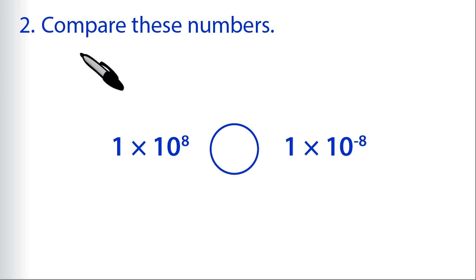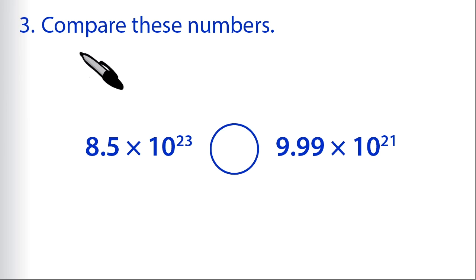For question 2, we're asked to compare these numbers. Now we have 1 times 10 to the 8, and we're comparing it with 1 times 10 to the negative 8. So remember, if the exponent is negative, that means the number is really small. It's really close to 0. And if the exponent is positive, it means the number is really large. So 1 times 10 to the 8 is definitely greater than 1 times 10 to the negative 8.